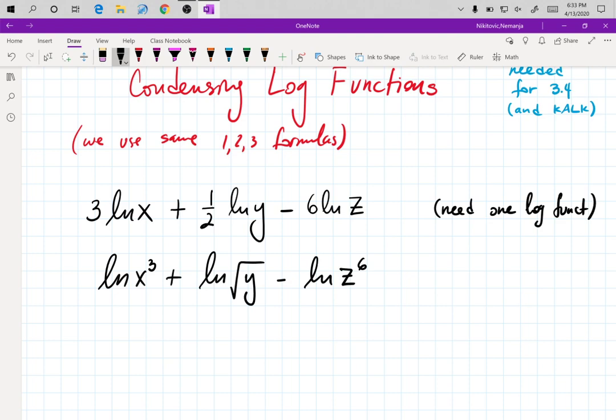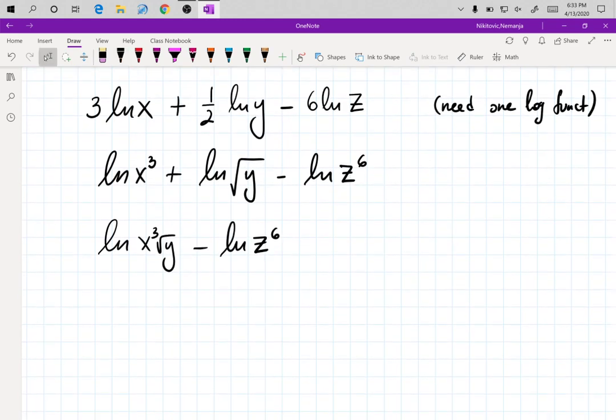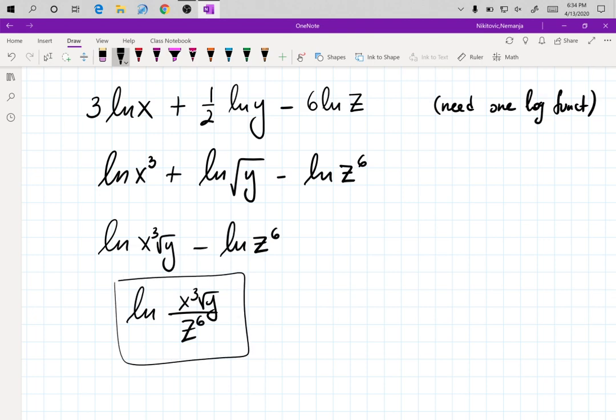So the first order of business was to get rid of all of these coefficients. So now all of these are single ln's, right? Now addition of 2 logs condenses it to a multiplication, right, of the arguments. So we have ln x cubed root y minus ln z to the 6. And finally subtraction goes into division, so it becomes ln of x cubed root y divided by z to the 6. And that's the answer.